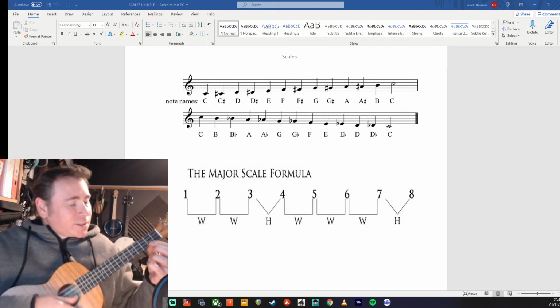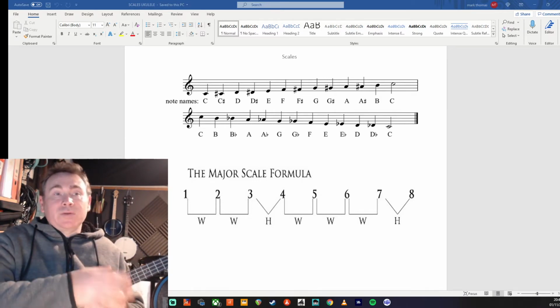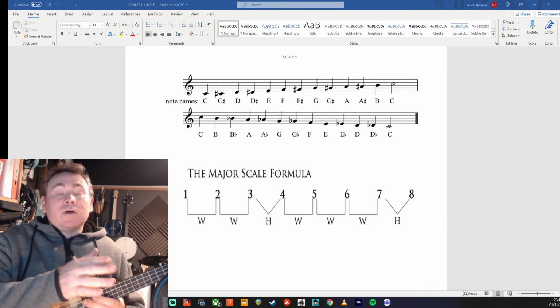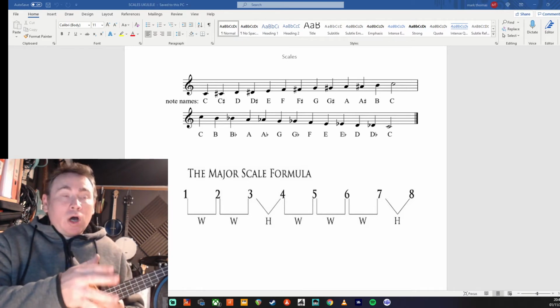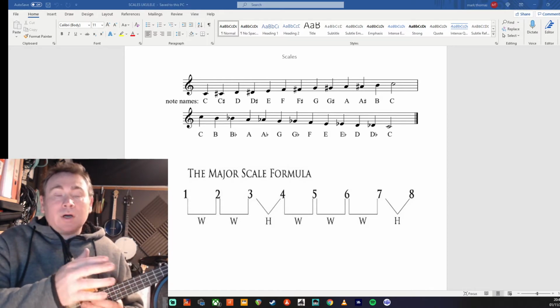So we've got our major scale, and that was through just understanding this formula, just knowing that we've got 8 notes and in what order those whole and half steps occur. So you could learn it: whole step, half step, whole step, whole step, whole step, half step.